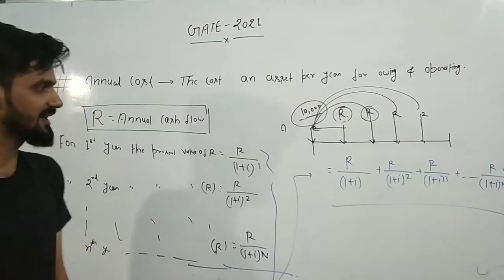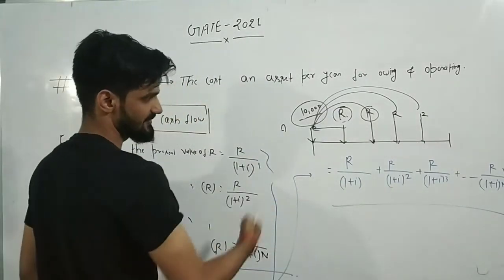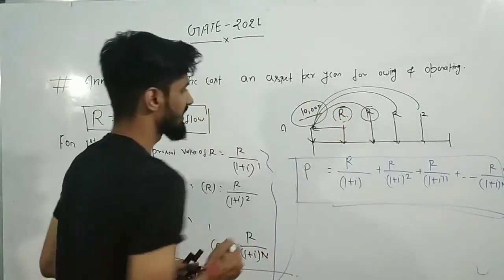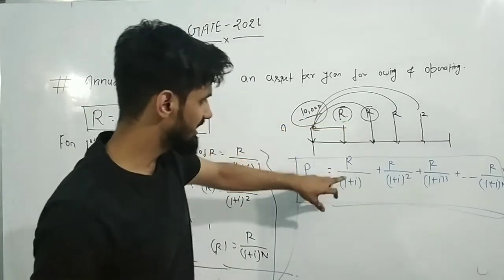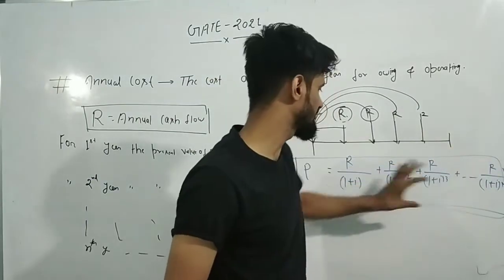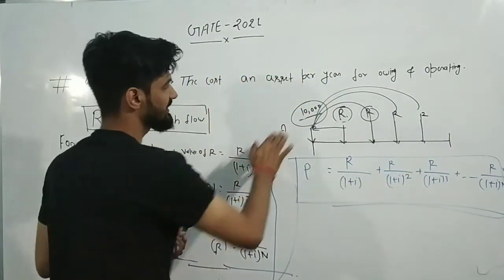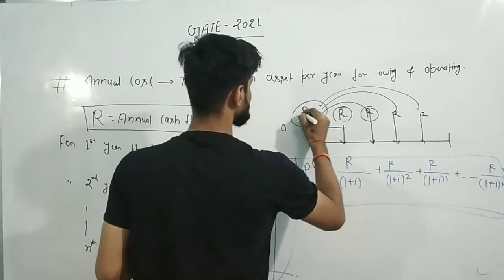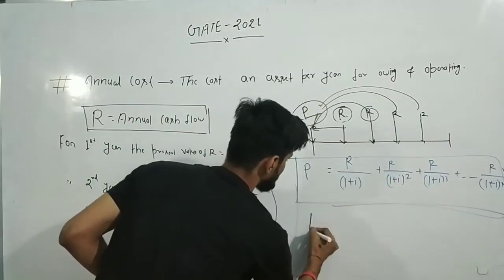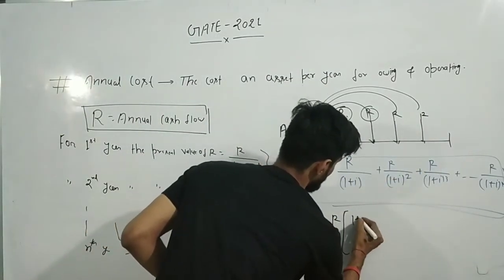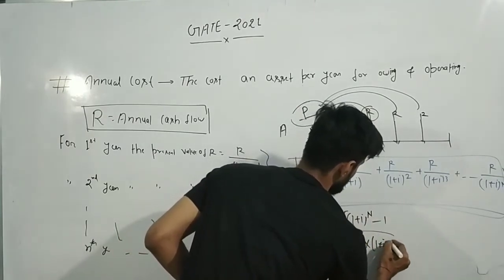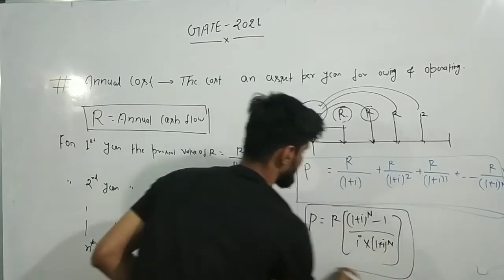Okay, so now my dear student, what is this value? This is a term that is a GP, and this will give you the value of present worth. Okay, so here what I am trying to do, I am just converting all the values of cash flow into its present value, and I am adding the sum of these present values, and it will give you the present value of the asset. Okay, so this is the present value of asset A. So if you solve this, then you will get P equals R into (1 plus I) whole to the power n minus 1 upon I multiplied with (1 plus I) whole to the power n. So this is the derivation part in the annualized cost.